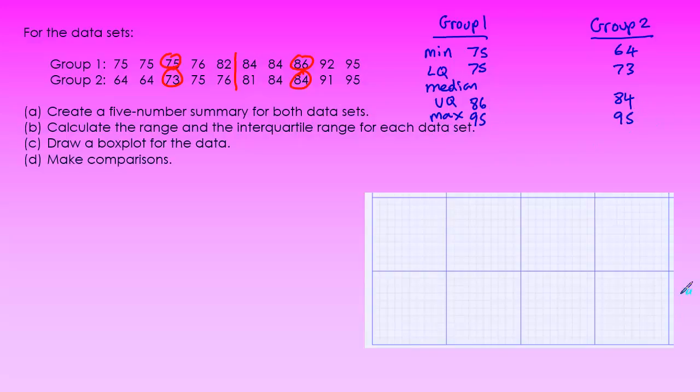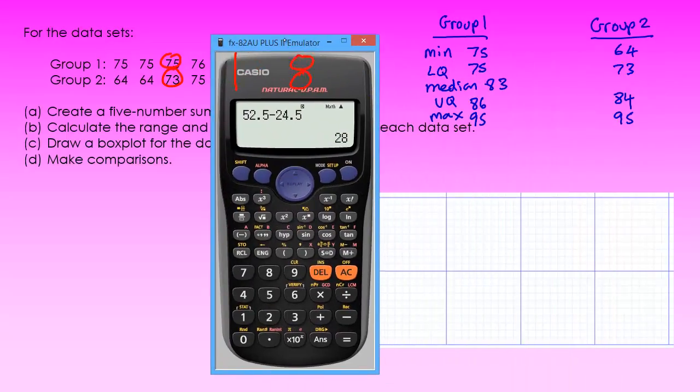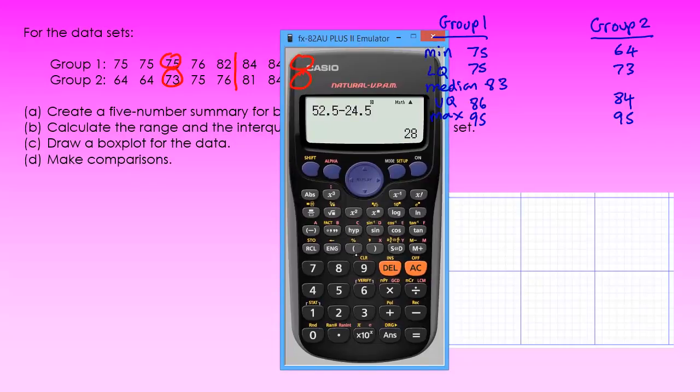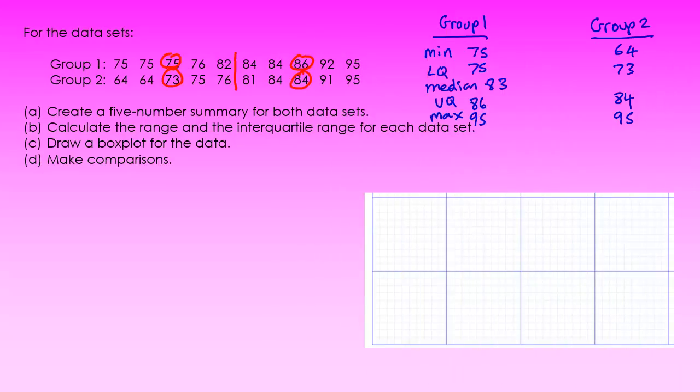So we just need the median. So halfway between 82 and 84, so this one is going to be 83. Halfway between 76 and 81. So we can always average 76 and 81. So we go 76, add 81, and divide that by 2, and that will average those two, and that would give us 78.5.